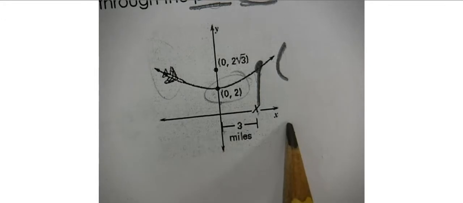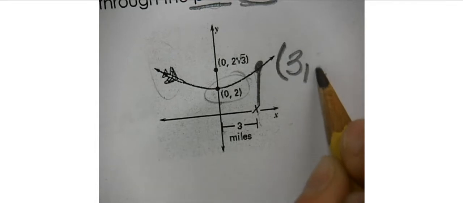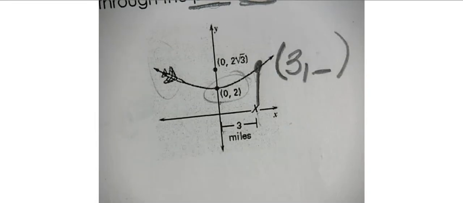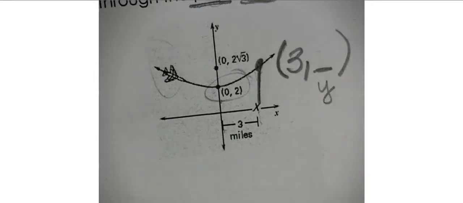Now, if you look over here, we're going to go over 3, and we want to figure out how much we're going up. So this is going to be the ordered pair (3, some value). I don't know what it's going to be yet, and that's going to be some y value. So that's what we have to figure out a little bit later. That's the reason why we have to come up with an equation first.